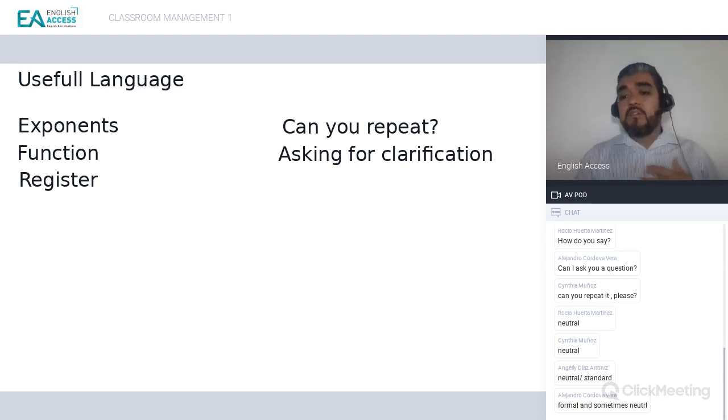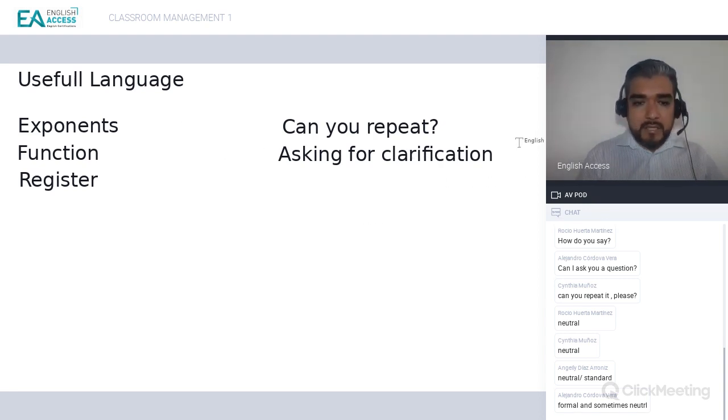As teachers, we need to try to speak neutral or formal. But of course, we need to avoid informal language, right? Why? Because we are teachers, right? We are professionals. We need to speak appropriately to our students. We cannot speak inappropriately to our students, okay? For example, look at this.